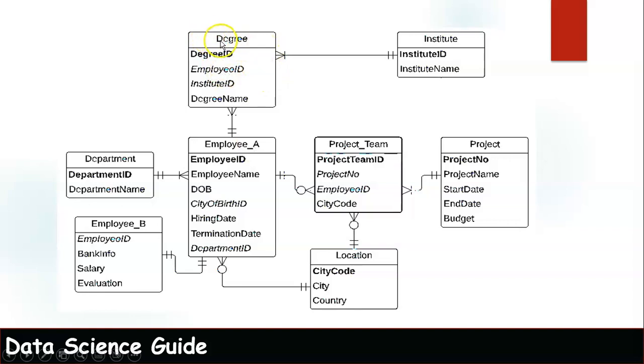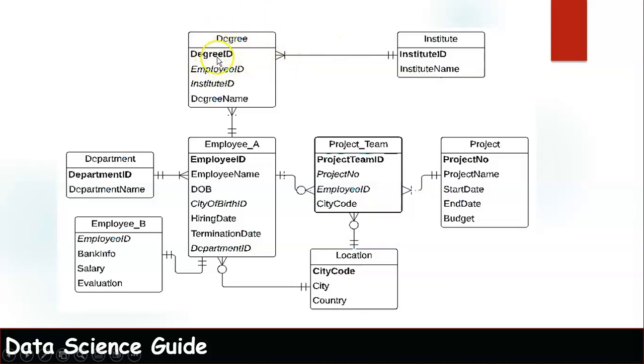We called it degree. So the relationship from employee to degree is either one or many, because a certain employee might have at least one degree or many degrees. No employee can be employed in the company without at least one degree. So here we have one or many. And the same thing here, the institute granted at least one or many degrees to a certain person.